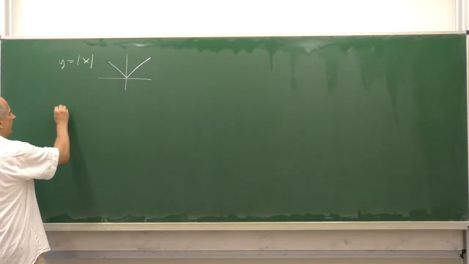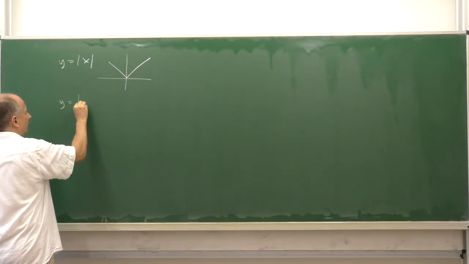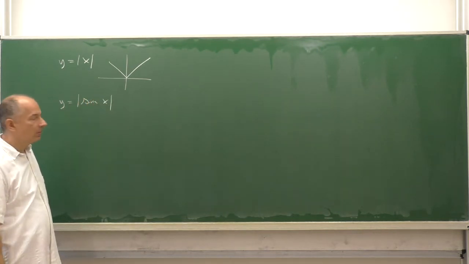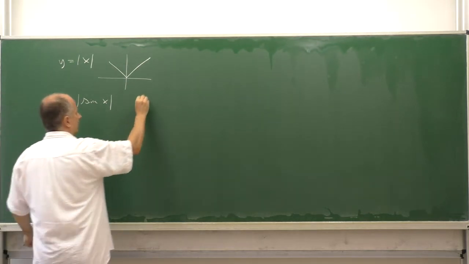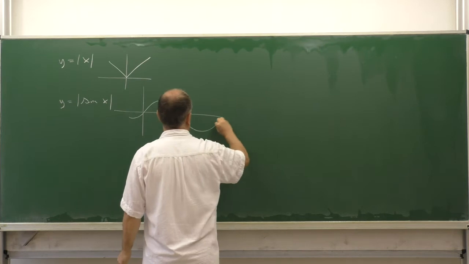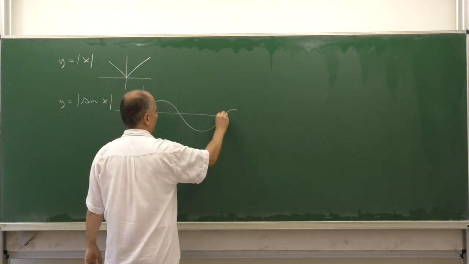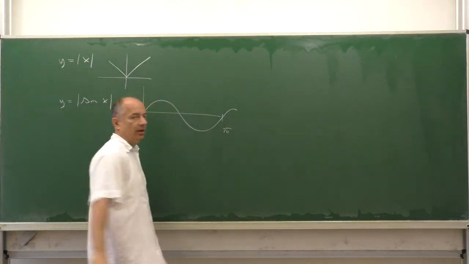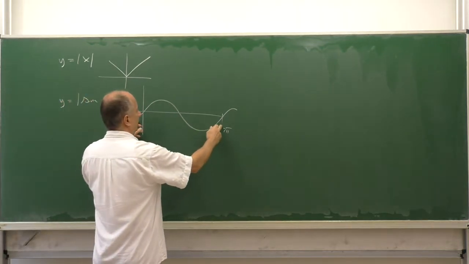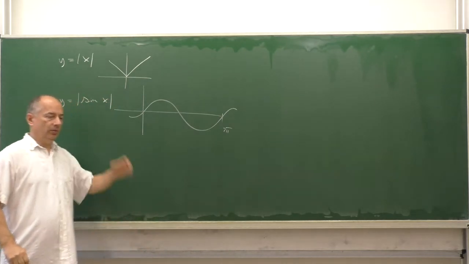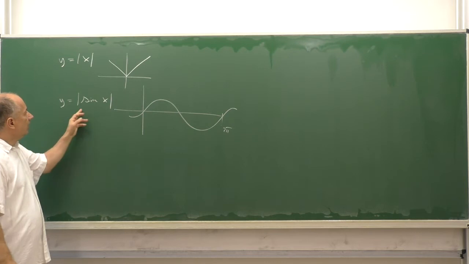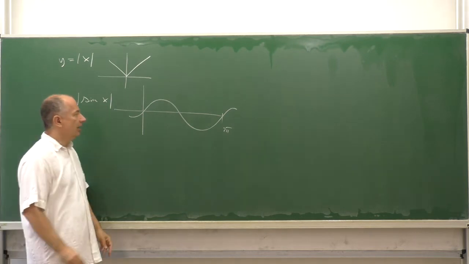Consider another function. Y is absolute value of sine of x. Sine of x alone, without absolute value, looks like that. Just for the interval from 0 to 2 pi, because it is periodic, so everything interesting that occurs here will occur elsewhere, and vice versa. But now the absolute value will change the graph.